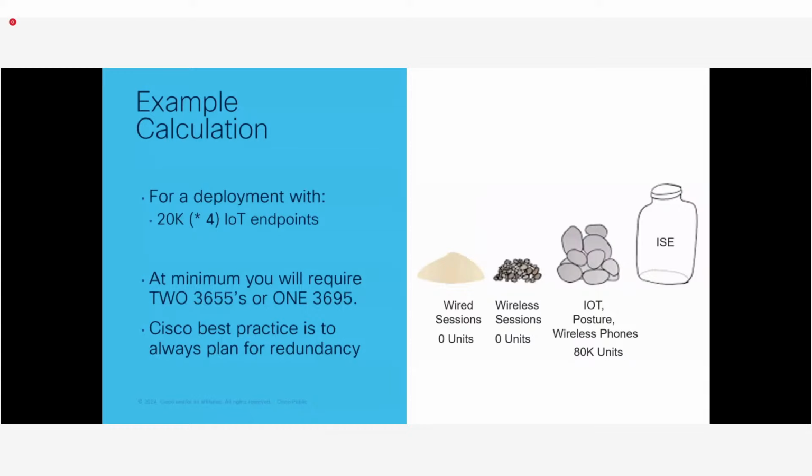Using another example here, if we had 20,000 IoT endpoints, and this was something like a gas pipeline utilizing sensors all over the place, if this was just used for facilities management or building management, and we just had 20,000 IoT endpoints, I would multiply that by 4, just based on the packet stream and the overhead in terms of the interactions with ICE. Now, essentially, what I'm going to say is you need about 80,000 units or two 3655s or one 3695 to account for the authentications and capabilities.